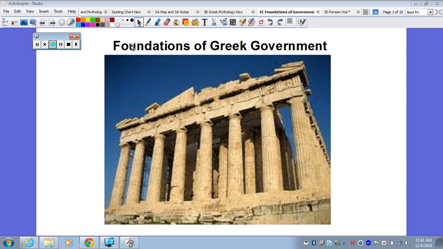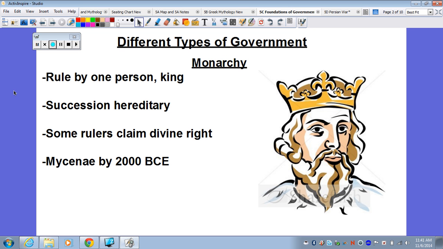Today we're talking about the foundations of Greek government. So, kind of the basic structures that the Greeks used to govern themselves and also some of the different types of government. The first one we're going to look at is monarchy, which we should all be familiar with by now. Monarchy means rule by one person, usually the king.